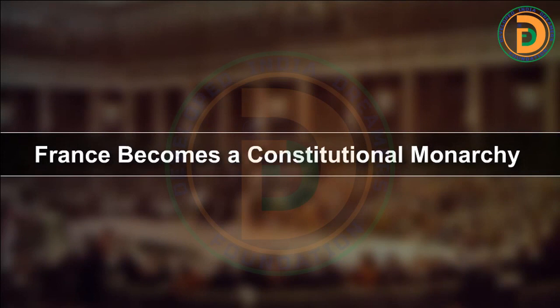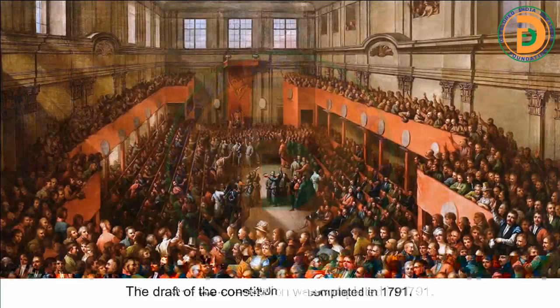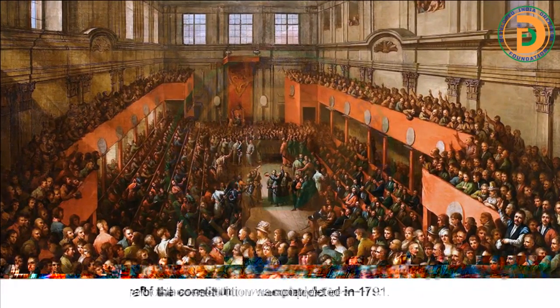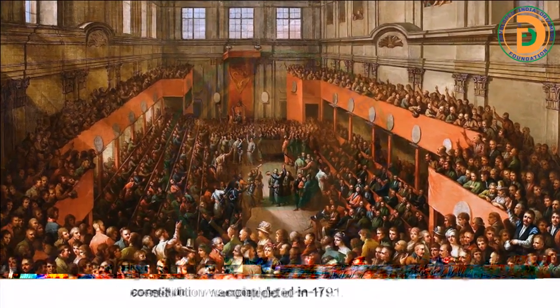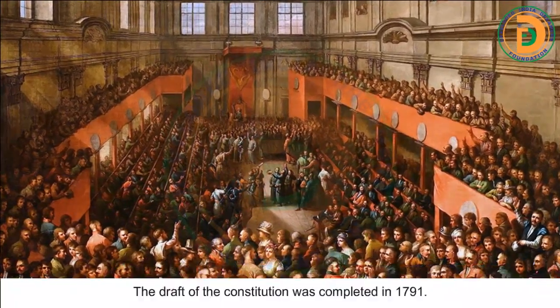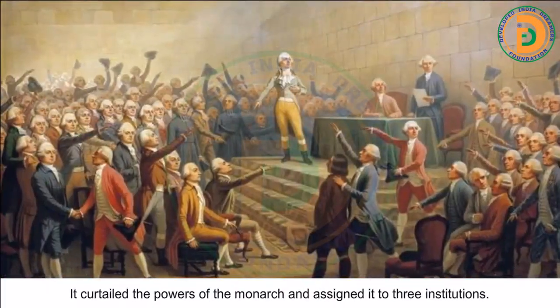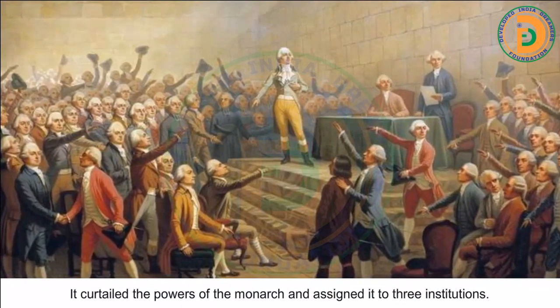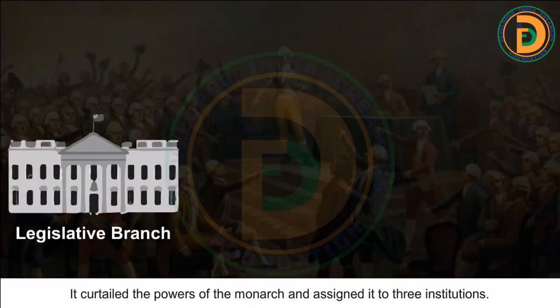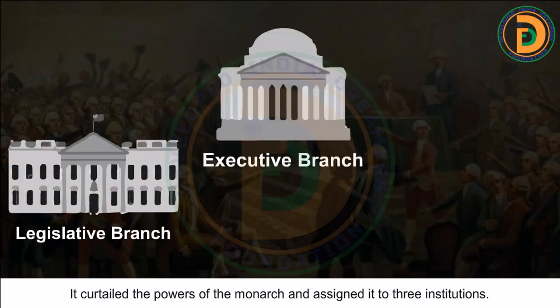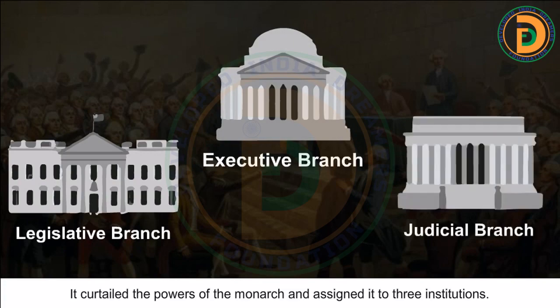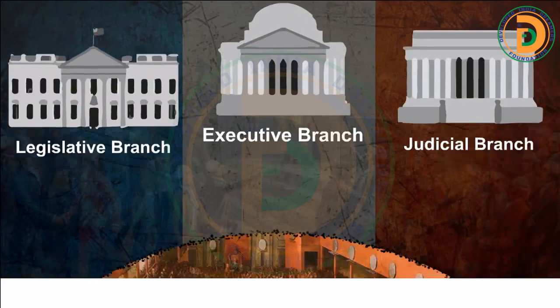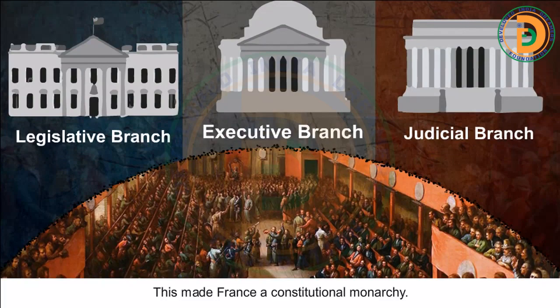France became a constitutional monarchy. The draft of the constitution was completed in 1791. It curtailed the powers of the monarch and assigned it to three institutions: the legislature, the executive, and the judiciary. This made France a constitutional monarchy.